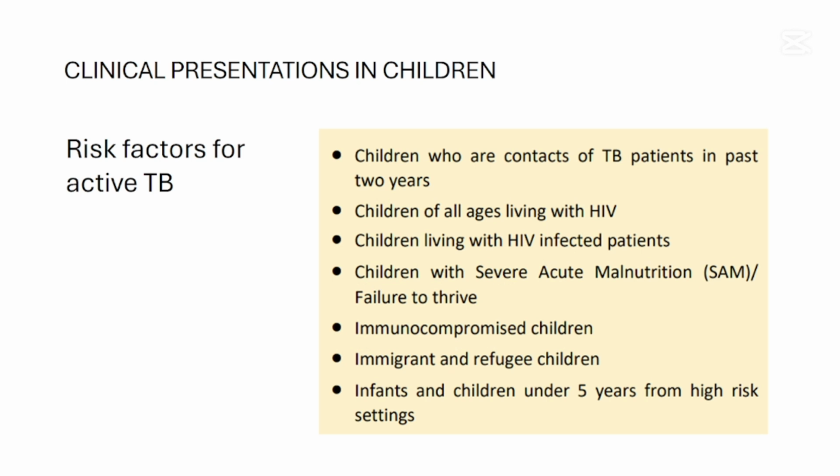So when they get exposed, who are at high risk of developing TB disease, active TB? Children who were exposed to a TB patient within the last 2 years, that means a close contact within the last 2 years. Apart from that, if the child has HIV, or if the child's parents have HIV, they have a high risk of developing TB disease. And if they have severe acute malnutrition or are immunocompromised, as well as children less than 5 years, they have an increased risk of developing TB disease when exposed to TB.